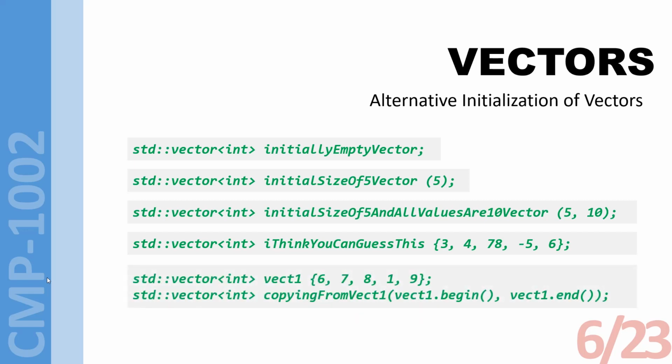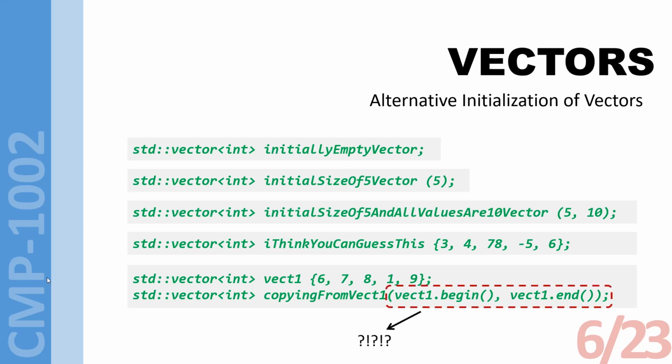One last thing is, let's assume you have a vector called vect1, having 5 elements like this. And then you want to make a copy from this vector, what I will be calling copying from vect1. So this is a copy. I want this second vector to have all the values of the first vector. I can write something like this. Within the parentheses, vect1.begin, vect1.end.